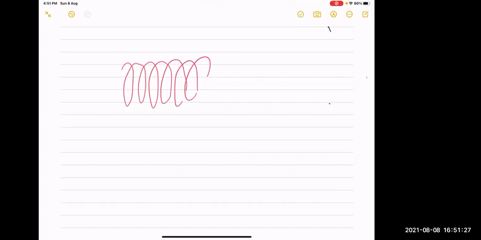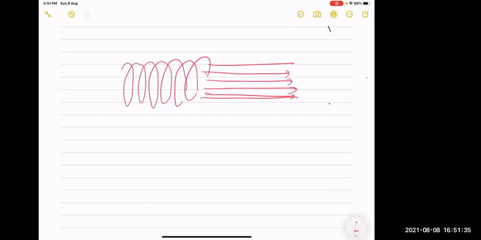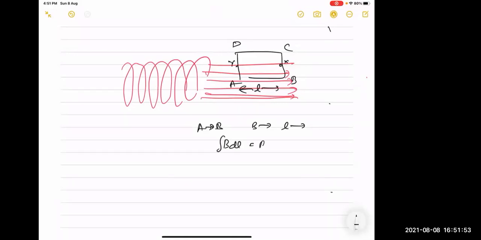And therefore the solenoid is like this. The whole thing is looping like this. The magnetic field is like this, right? And the loop is like this, A, B, C, D. From A to B, the magnetic field is like this, length is like this. So if the total length is L, the line integral of B dot dl is B into L.